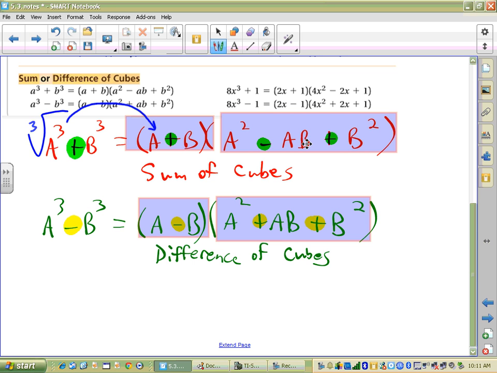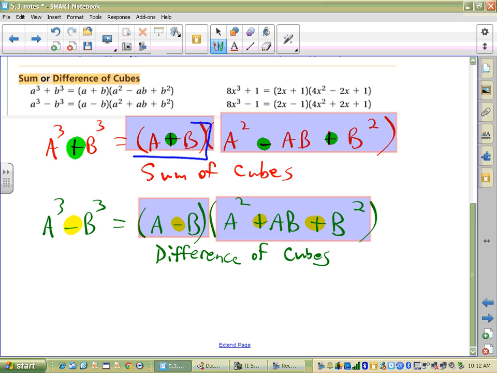The cube root of a cubed is the first term in the binomial. Now, in the binomial, the cube root of b cubed is the next term. And you have to kind of forget about signs. You have to forget about them and just trust that the pattern works. So when you're taking cube roots, forget about the signs. The signs will be what the signs are based on the pattern.